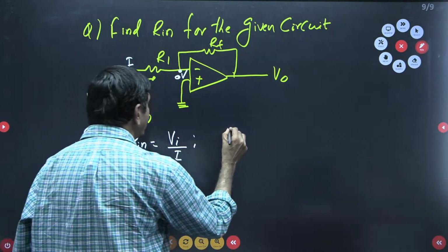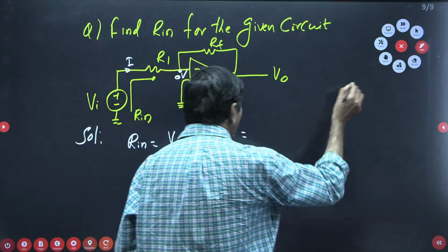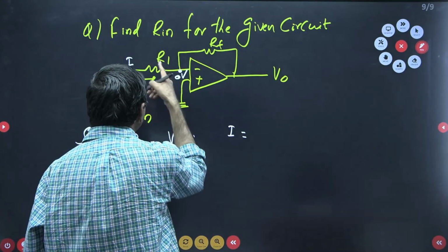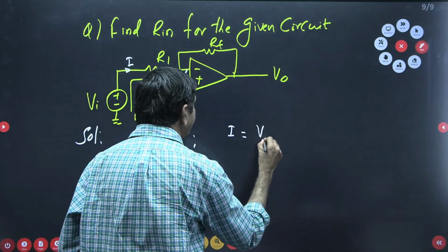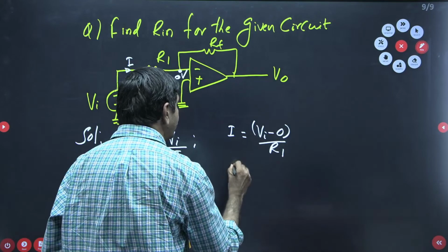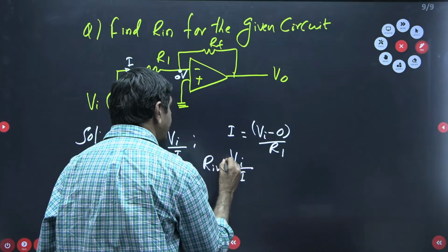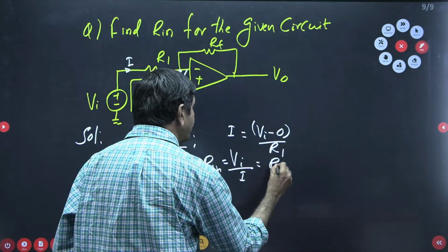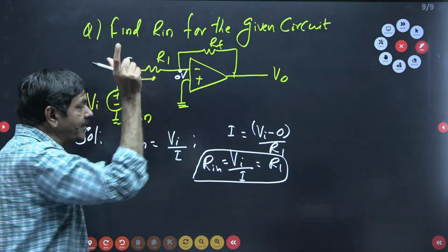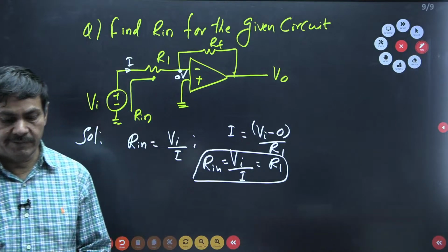I wish to find what I is. I is the current across R1, so I equals Vi minus 0 by R1. But I want Vi by I. This is R in. What does it come to? R1 only. R in equals R1, which is nothing but the resistor. So R in equals R1. That way we can get it now.